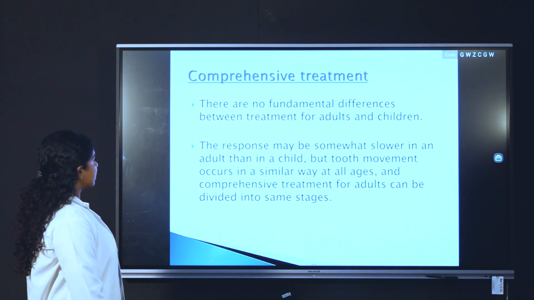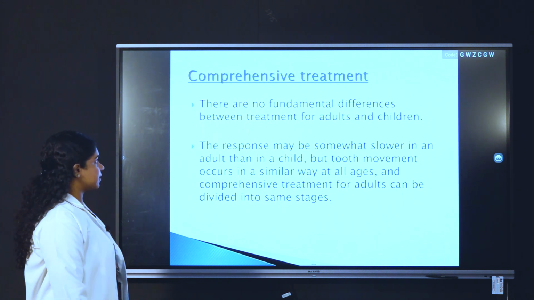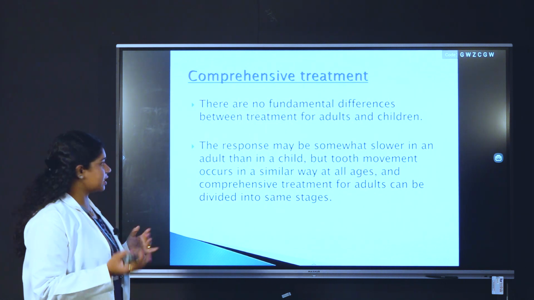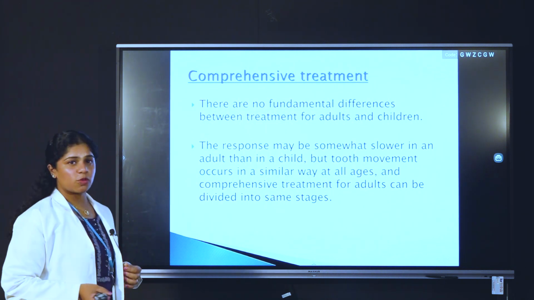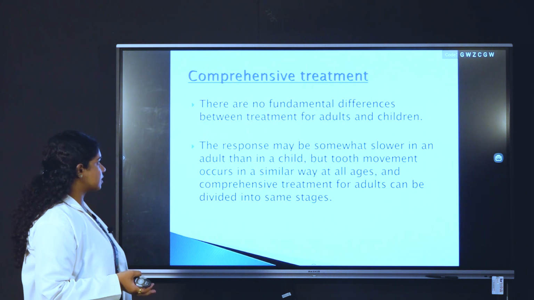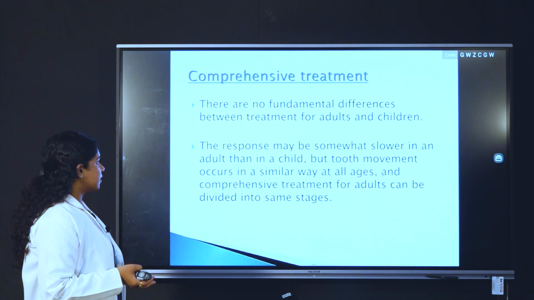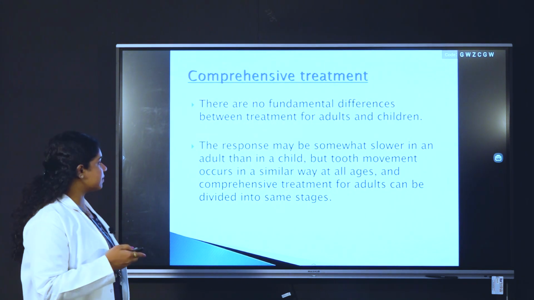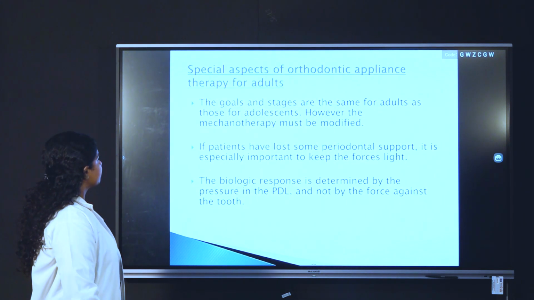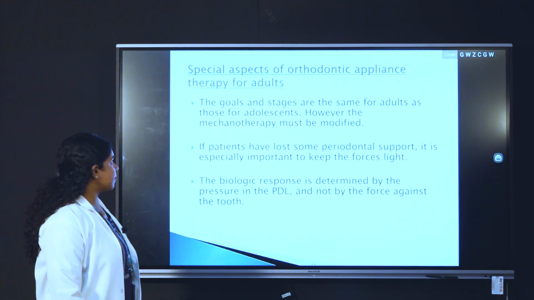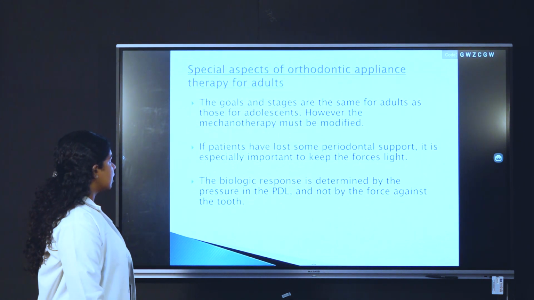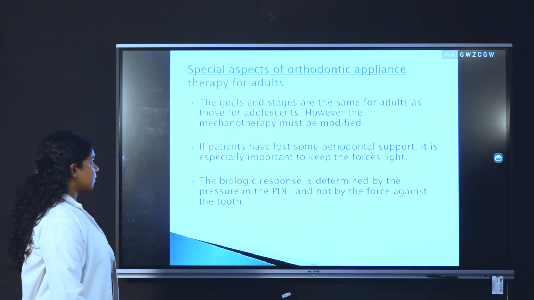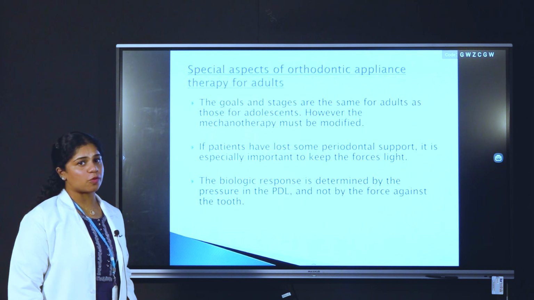The comprehensive treatment, there is no fundamental difference between adults and children. The response may be somewhat slower in an adult patient because of different factors, but the comprehensive treatment for an adult can be divided into some stages. Special aspects for orthodontic appliance therapy for adults include: the goals and stages are the same for adults as those of adolescents. However, the mechanotherapy has to be modified.